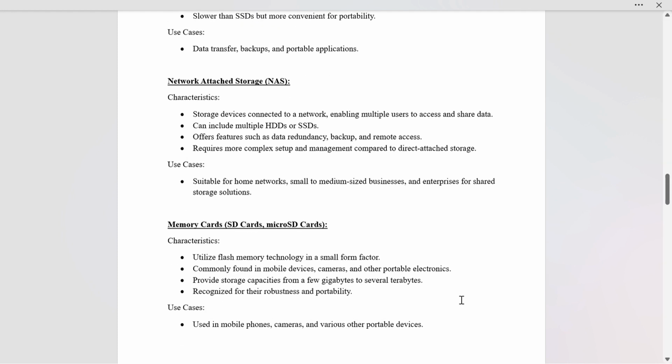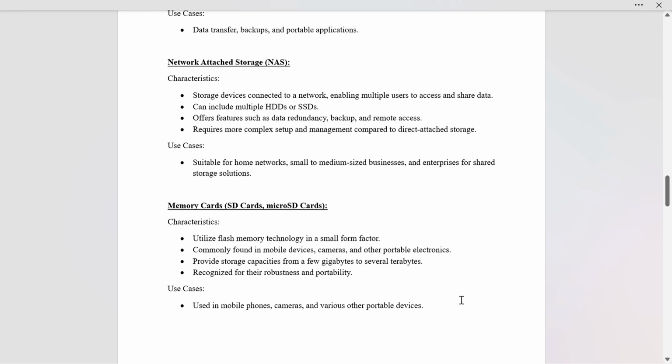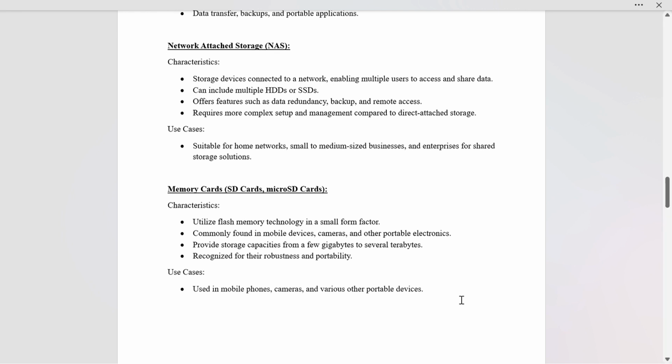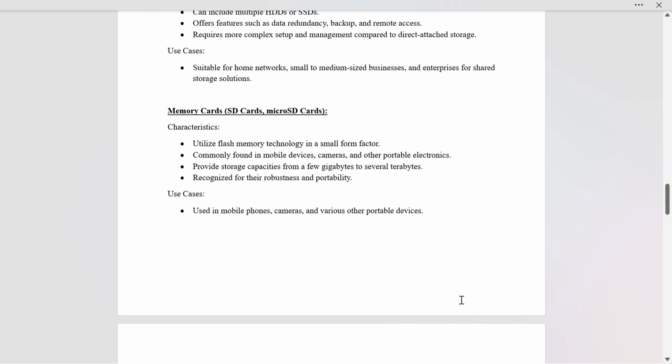Memory cards, SSDs, or microSD cards utilize flash memory technology in small form factors, commonly found in mobile devices, cameras, and other portable electronics. They provide storage from a few GBs to several TBs, and are recognized for their robustness and portability. These SD cards are used in cameras, phones, laptops, and similar devices.